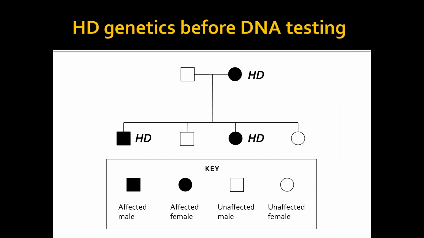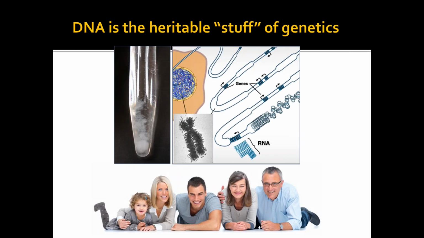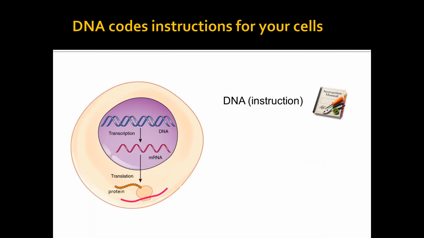So you would see someone in a family. This is a pedigree. The round one is the mother, for example, that had HD, and 2 children who also have HD. Now we know that the heritable stuff of genetics and what the mutation is embedded in, if you want to think of it that way, is DNA. So DNA is the heritable stuff of genetics. It's what we pass down between different generations within a family. And a lot of people ask, well, what does DNA look like? It actually kind of just looks like this goopy, cloudy bit on the left if you pull it out of cells and take a look.